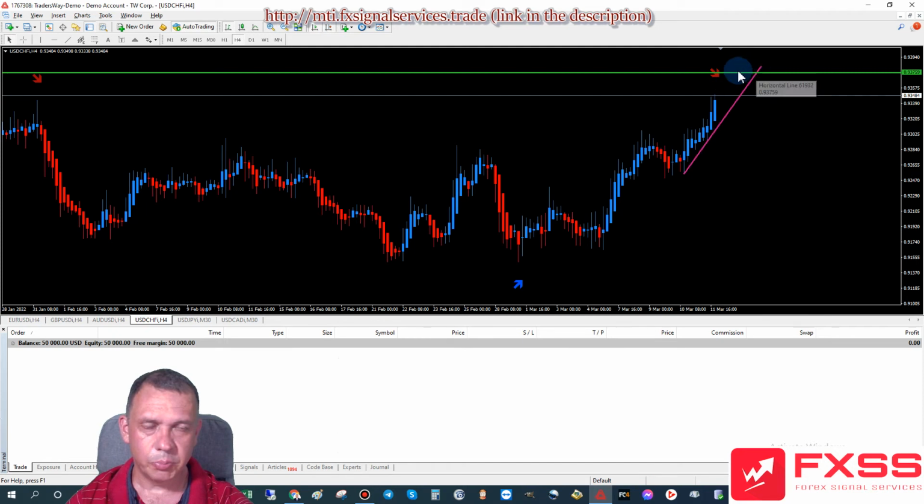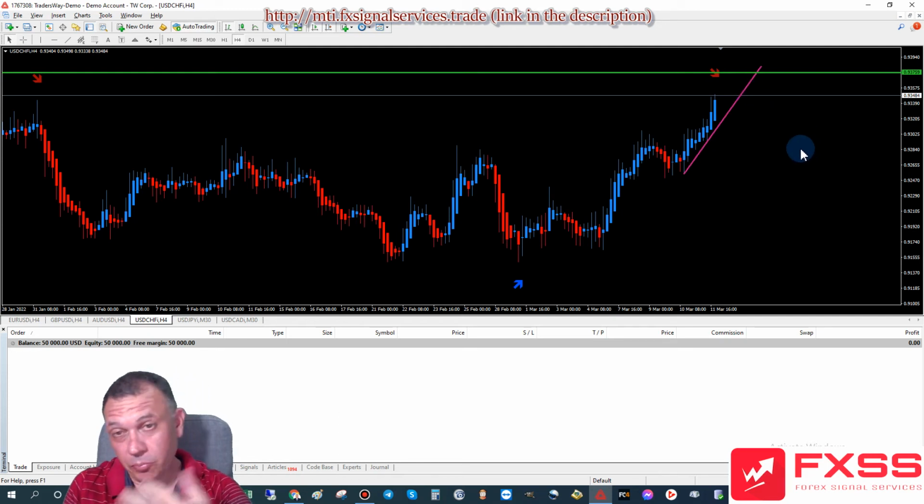We have a strong support. Expect the price to go up some more. Wait for this trend line to break and then sell. Once you sell, you can wait for the next opposite blue arrow, which could take a week or two.